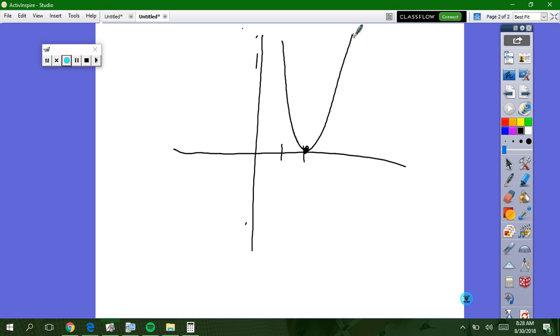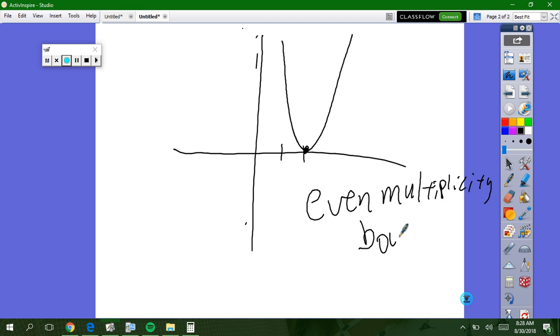Okay. Now, as I look here, it bounced, right? Does that make sense to everybody? What bounced means? Notice when I hit that zero, it went right back up to me. Something you might want to write down is if it's an even multiplicity, it is going to bounce at that zero.